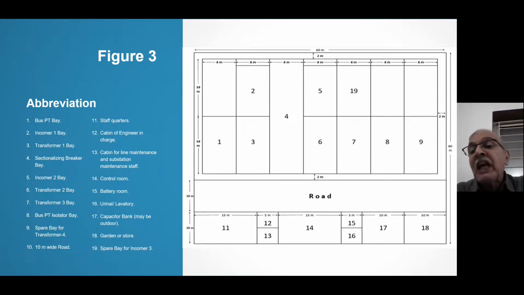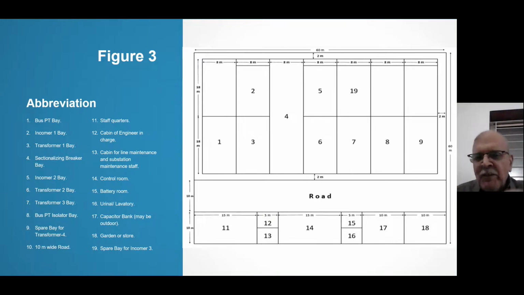Number 8 is bus PT isolator bay because bus PT isolator is there. Number 9 is spare bay for transformer 4. So if I need transformer 4 to be installed, I have kept the possibility of that. That is the fourth transformer I am planning. Right now I will be keeping it open. I will not be putting it because I will be putting only 3 transformers.